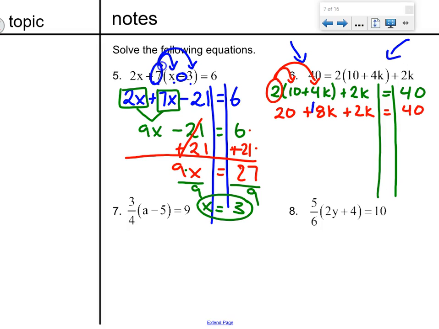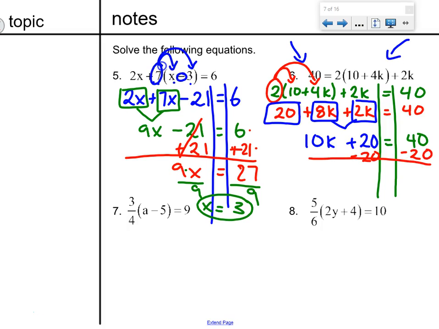8k plus 2k. Those are like terms. We can combine them to make 10k. And I'm going to pop this plus 20 after the 10k. Equals 40. Undo that plus 20 with a minus 20 to get the 10k by itself. We have 10k equals 20. Last step, to get rid of that 10, we divide both sides by 10. k equals 20 divided by 10, which is 2.